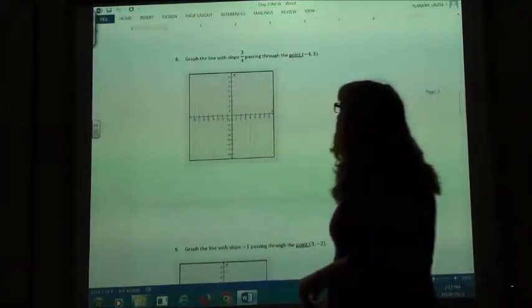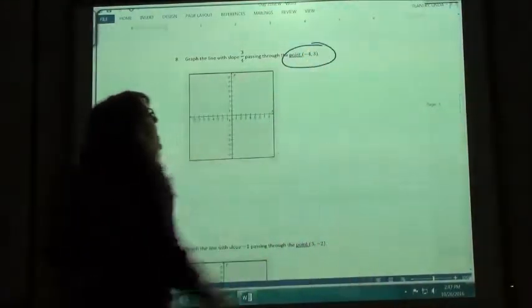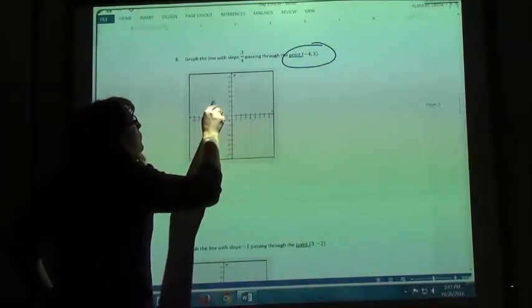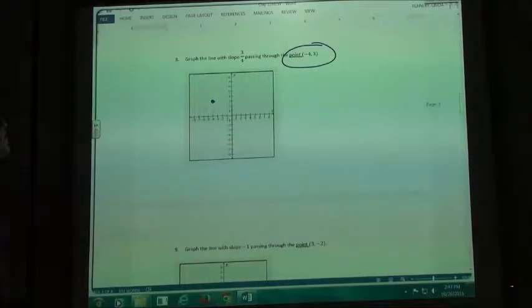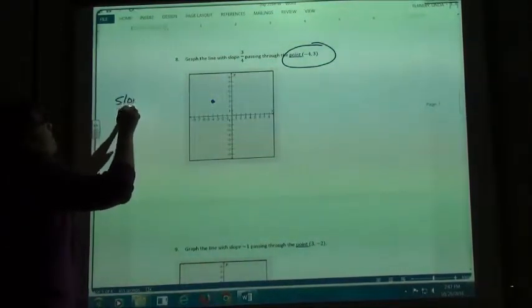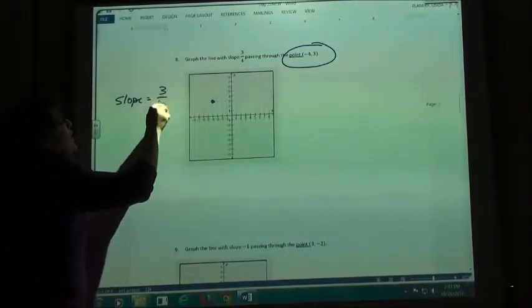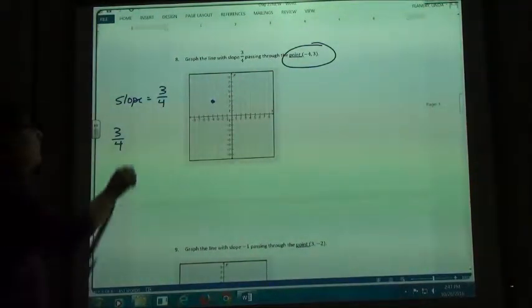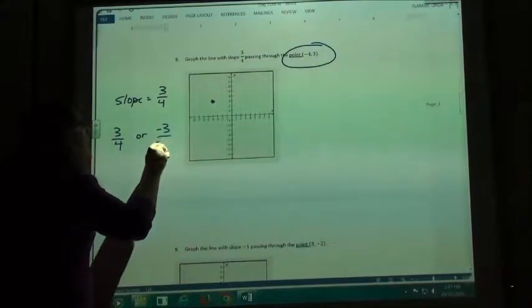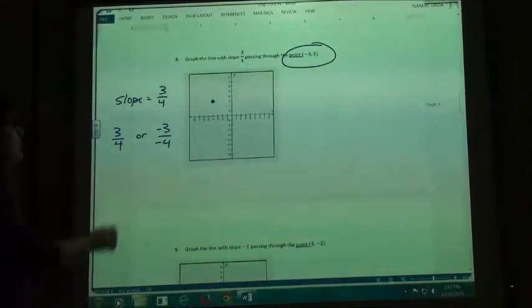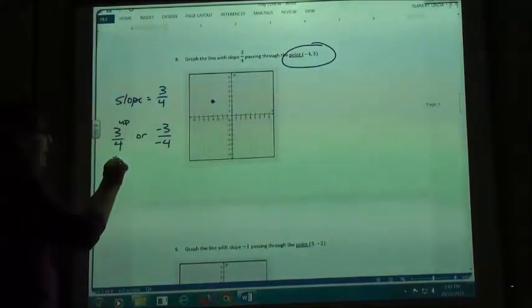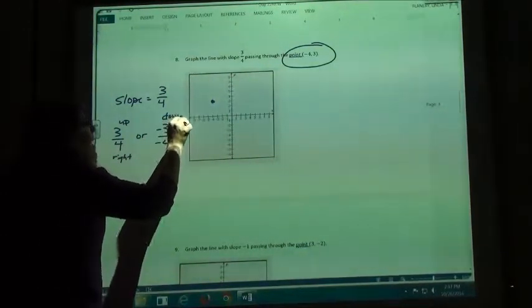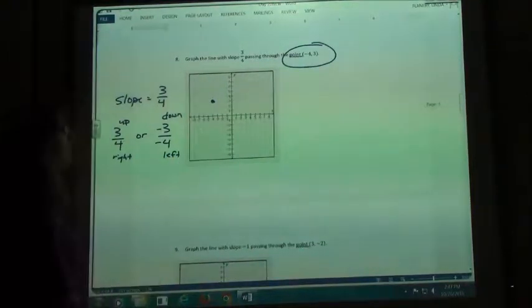So number 8, same kind of thing. I'm going to start by plotting my point that they give me. So my starting point is at (-4, 3). My slope is 3/4. That one is already a fraction. You could use it as a positive 3 over a positive 4, or if you wanted to, a negative 3 over a negative 4. So either you're going to go up 3 and to the right 4, or down 3 and to the left 4.